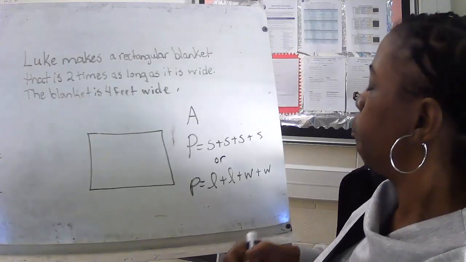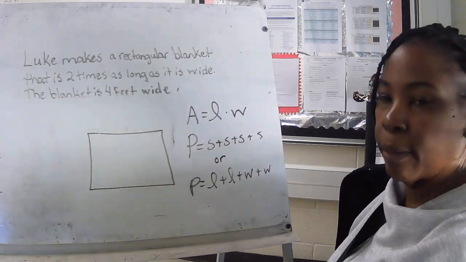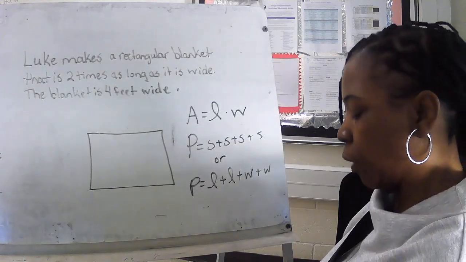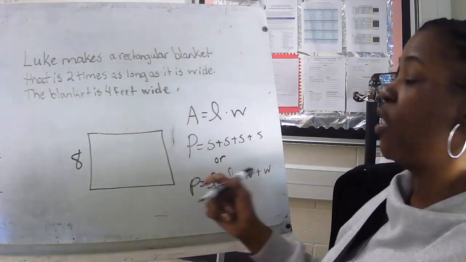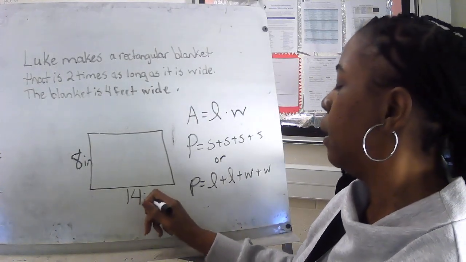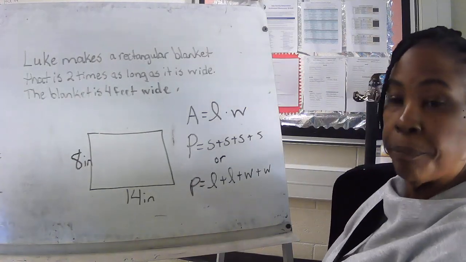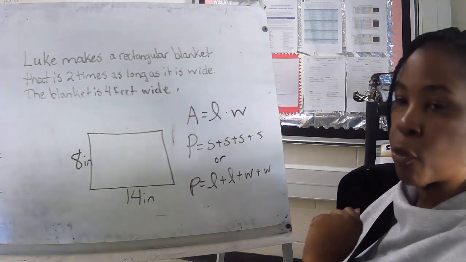And we know that area equals length times width, okay? So on this figure here, I'm going to give it a width of 8 inches wide, and I'm going to give it 14 inches long, okay? And we want to find the area and perimeter of this rectangle.